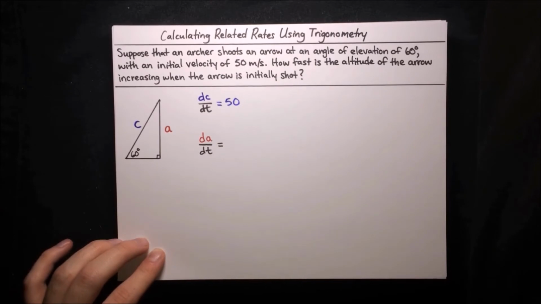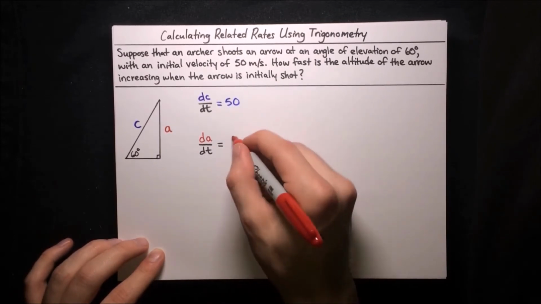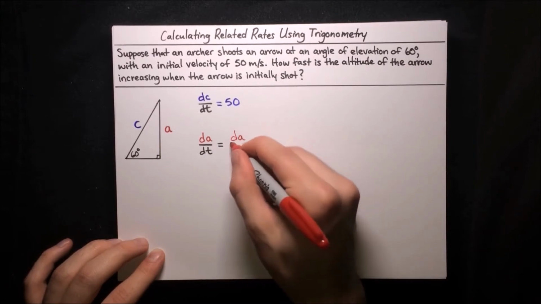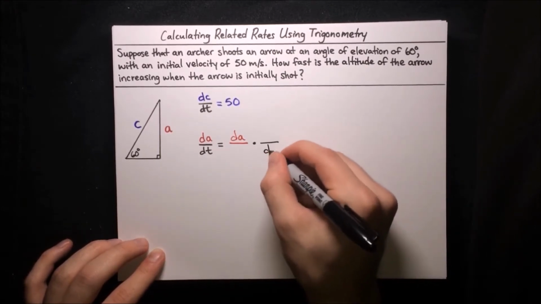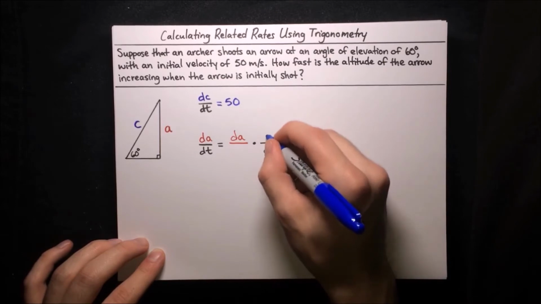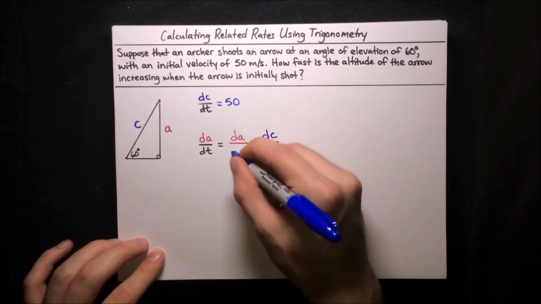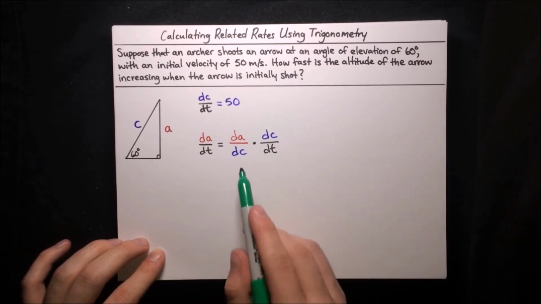Okay, so now back to the derivative here. What is dA/dt? Well, let's do what we usually do. Let's try to pull that apart into dA over something times something over dt. And since we know what dc/dt is, that's a really strong indication that we should be filling in the blanks with dc. So let's go ahead and try that out. So we know dc/dt, but what is dA/dc?